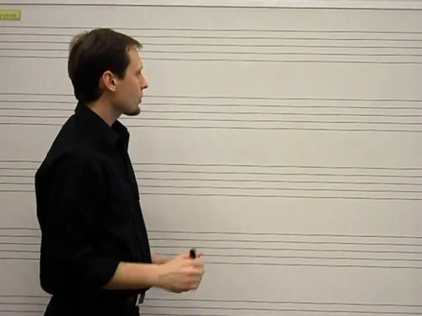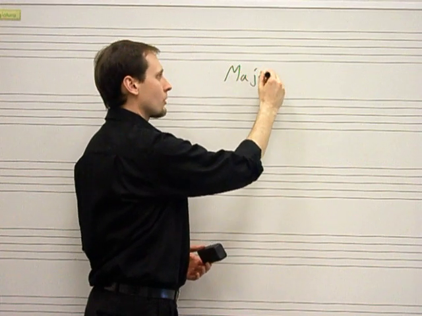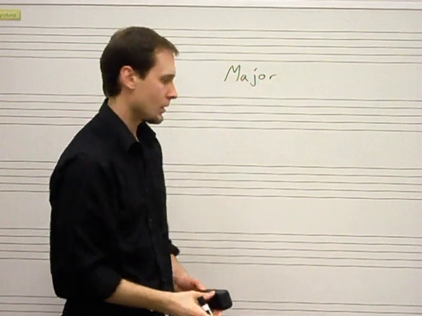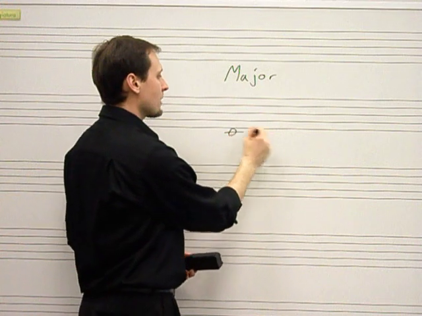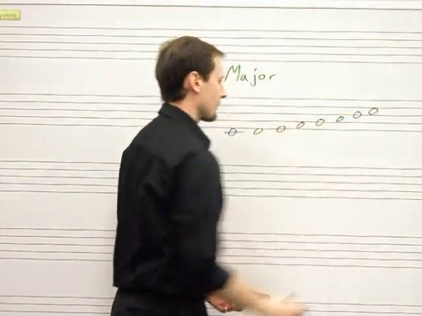just as there are different types of scales, there are also different kinds of intervals. And what we're going to start off talking about are major intervals. Okay. So we'll start with a C major scale because it's the easiest.